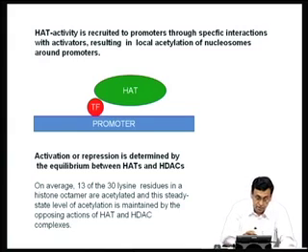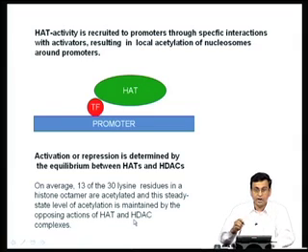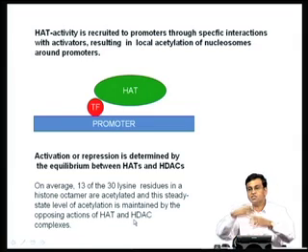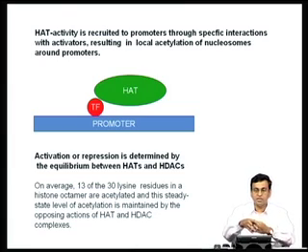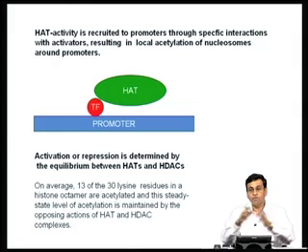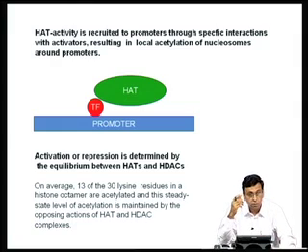It was estimated that on average 13 of the 30 lysine residues in a histone octamer are acetylated at any given time, and this steady state level of acetylation is maintained by the opposing actions of HAT and HDAC complexes. So, there is a constant acetylation of lysine residues of histones, and they are also getting deacetylated by HDACs. This acetylation-deacetylation is a very dynamic process, and this equilibrium is what ultimately is involved in the regulation of gene expression.